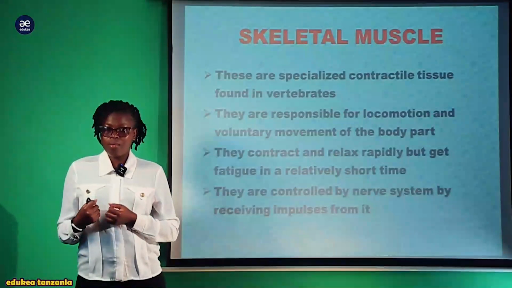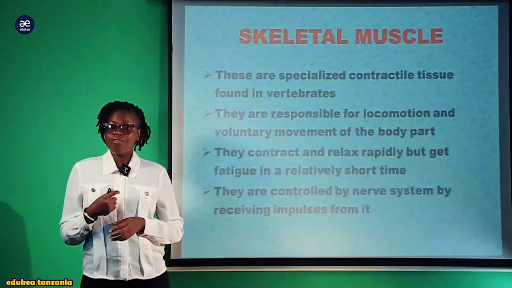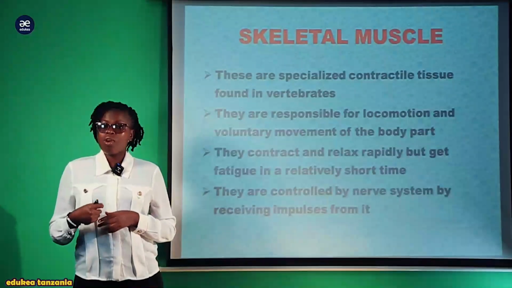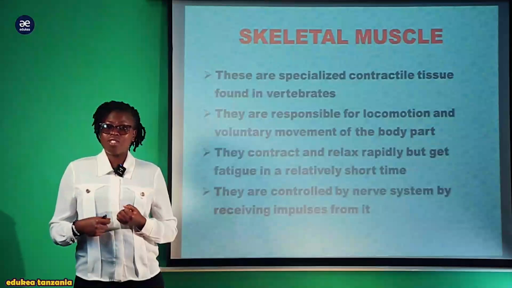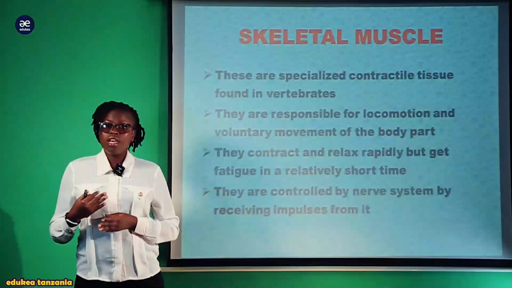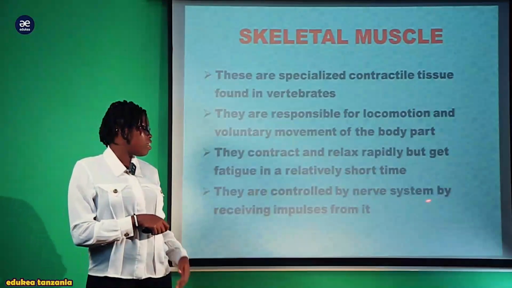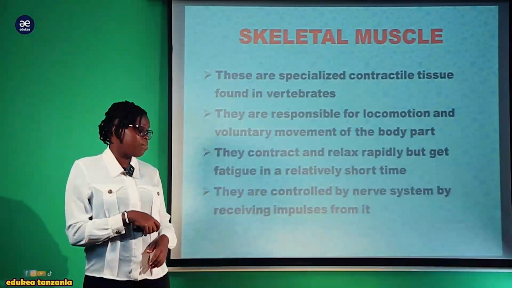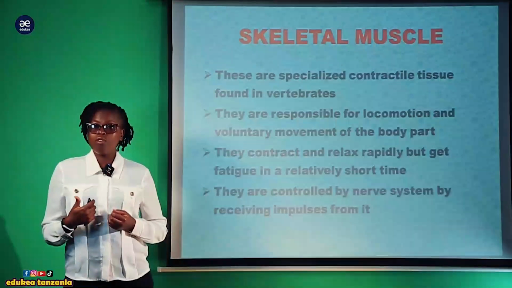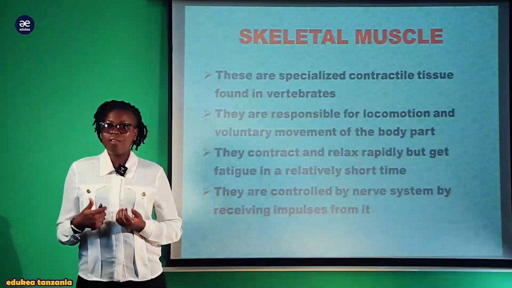Just take an example during locomotion, wakati wa kukimbia, running, walking, unakuwa unatumia this skeletal muscle. Zinaweza kujicontract na kurelax kwa haraka sana na wakati mmoja, na hivyo inakuwa rahisi sana kuchoka. And they are controlled by the nervous system by receiving impulses from it. That's what tumesema kwamba they are voluntary muscles. So they are controlled by the central nervous system.